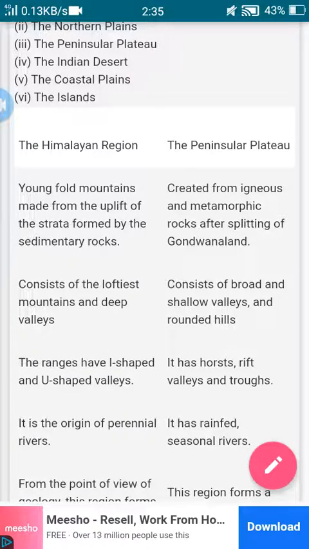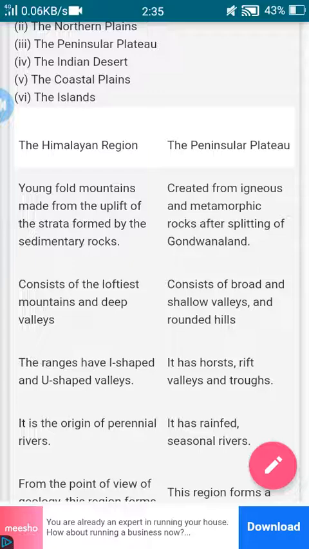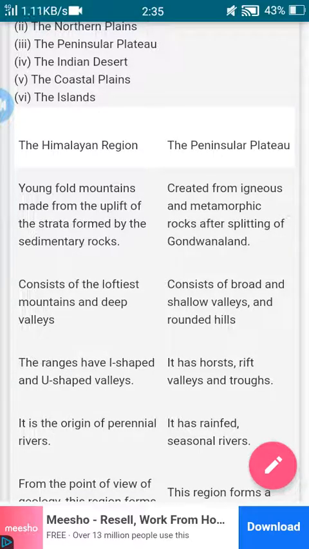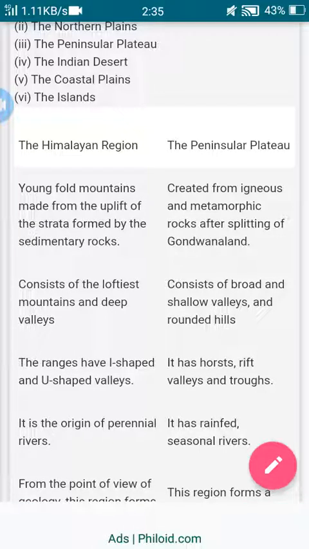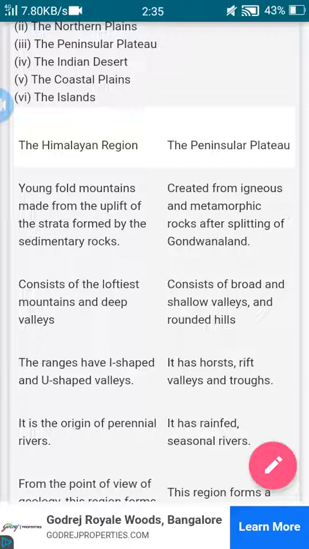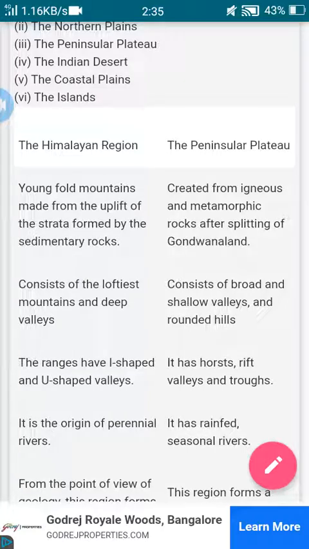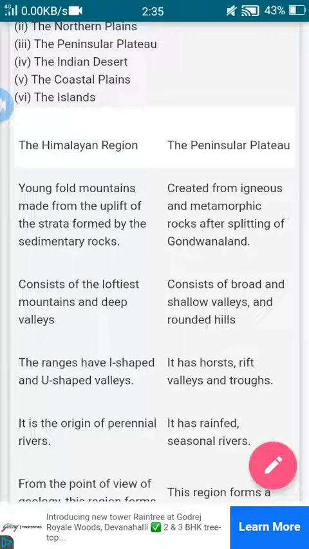Fold mountains made from the uplift of sediment formed by sedimentary rocks. The peninsular plateau was created from igneous and metamorphic rocks after the splitting of Gondwana land.